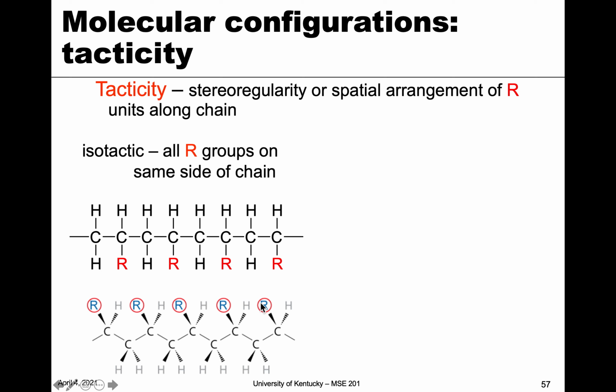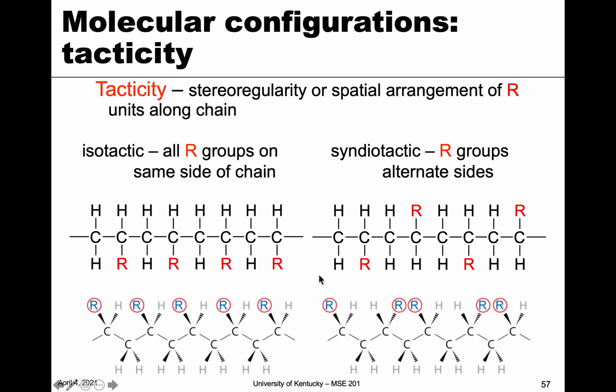Another type of tacticity that we can have is known as syndiotactic. And this is where we alternate the R groups. So this first repeat unit, R is here. The second one, it's on the opposite side, and vice versa. So it keeps alternating. And so syndiotactic is when we alternate. And so you can see the alternating on this side.